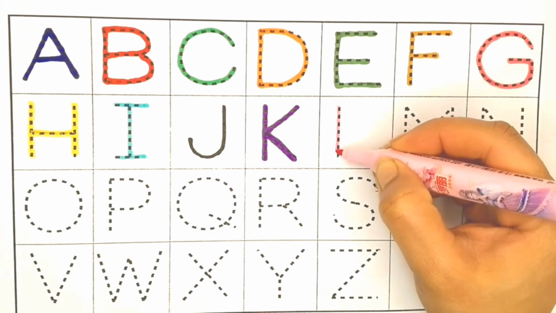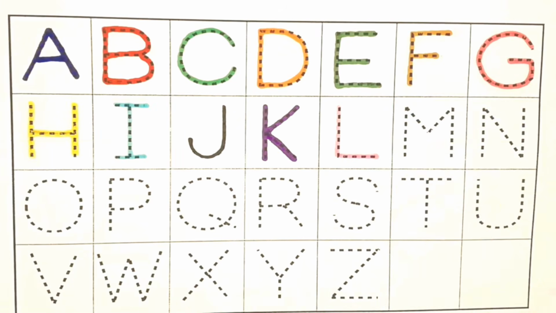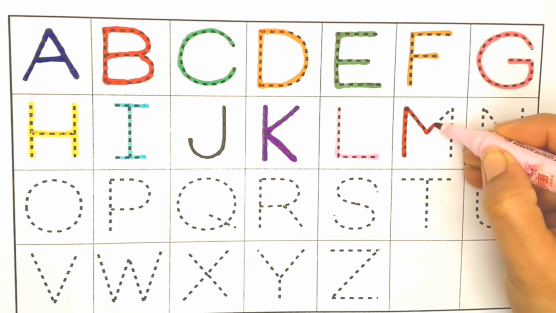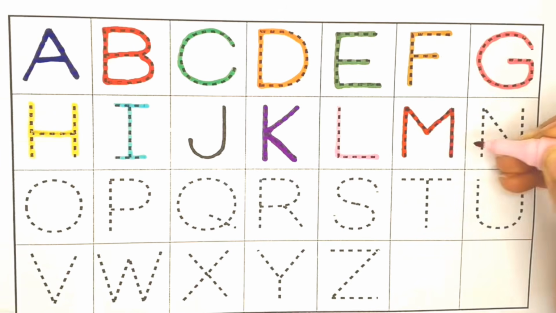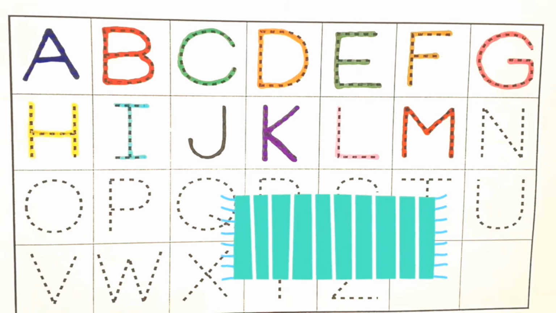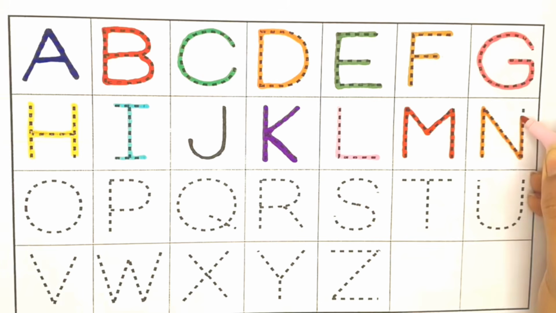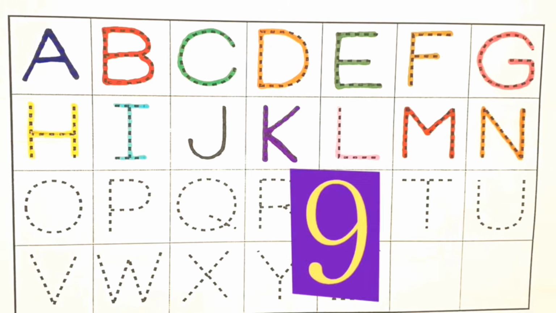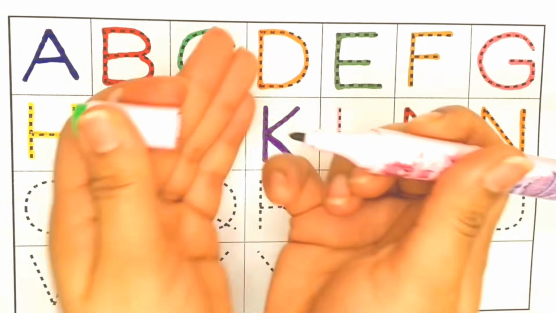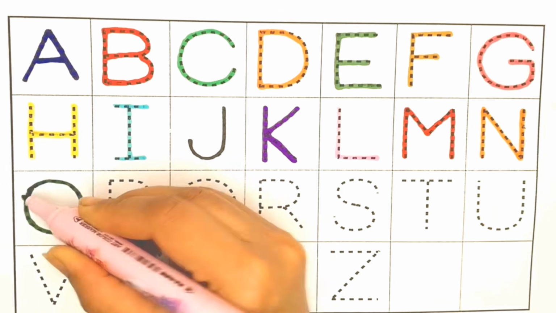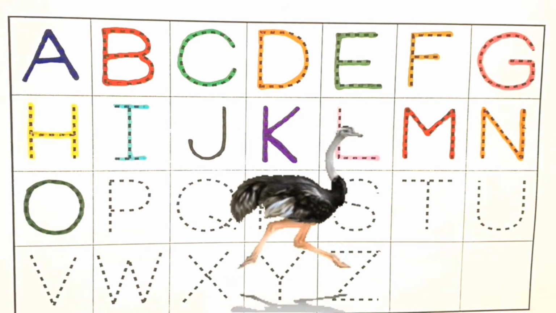L, L for lemon. M, M for mat. N, N for 9. O, O for ostrich.